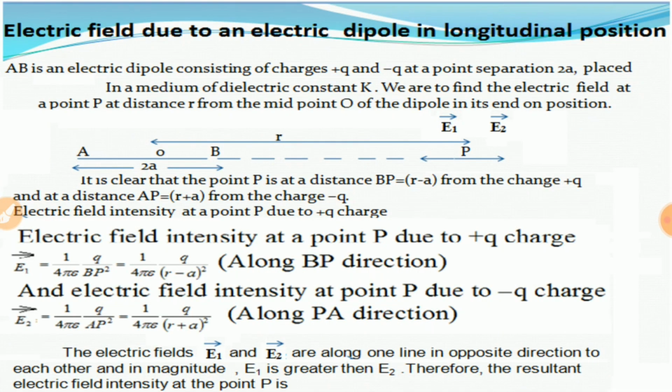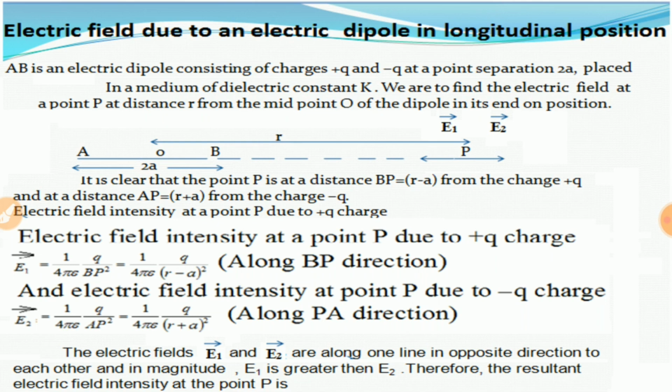Now we have to calculate the electric field due to an electric dipole in longitudinal position or axial position. Here AB is an electric dipole consisting of plus q and minus q charges at a small separation 2a in a medium of dielectric constant K. We are to find the electric field at point P at distance r from the midpoint O of the dipole in its end-on position.